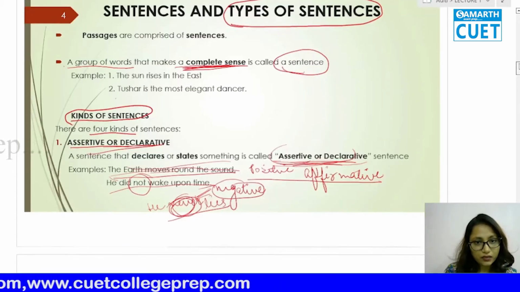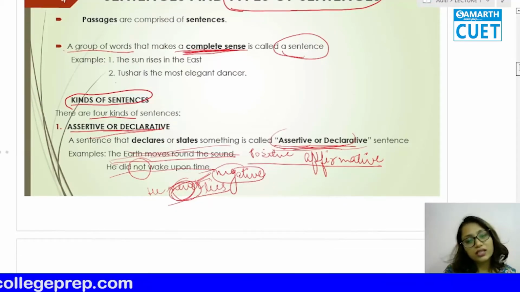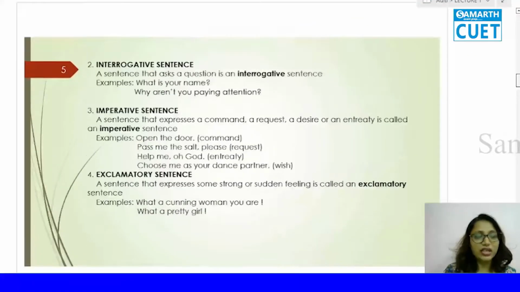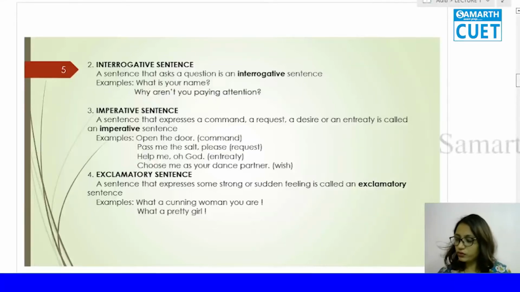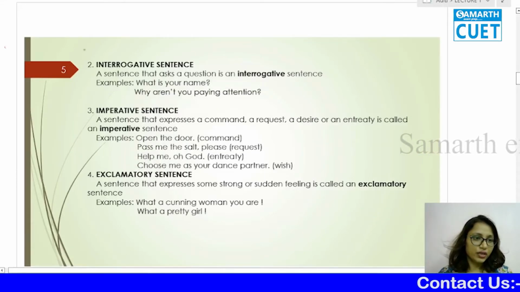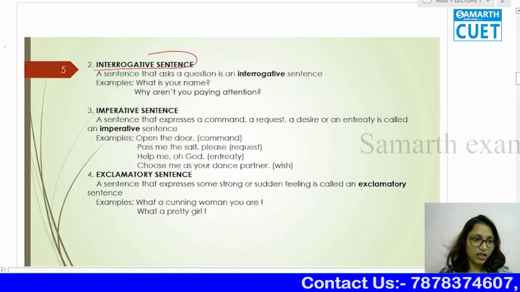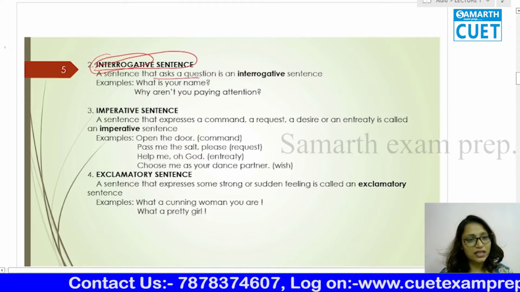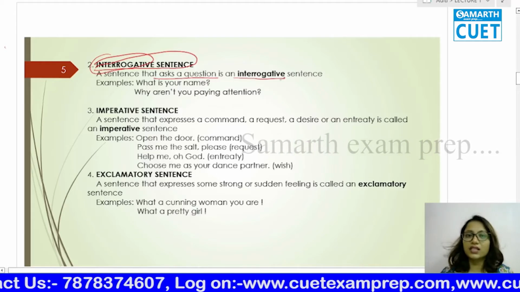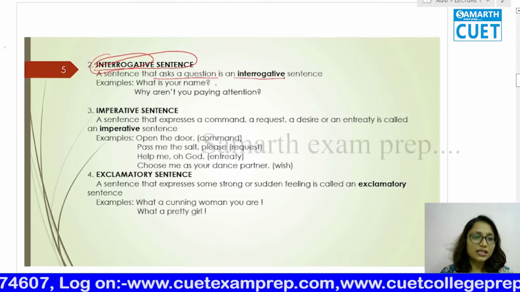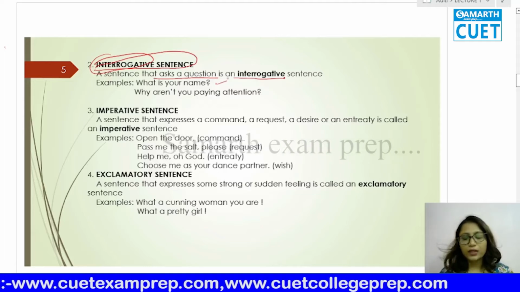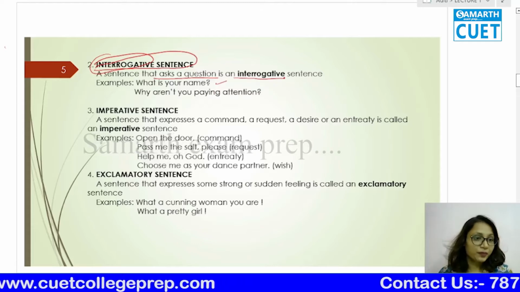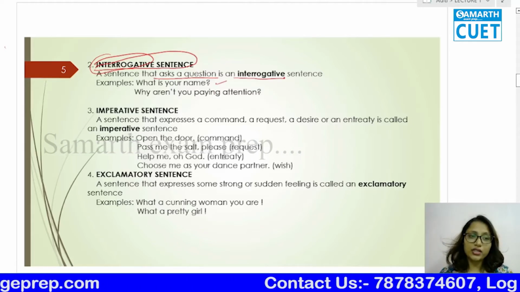First type is assertive or declarative, and there also we have positive or affirmative or the negative one. Now the second one is interrogative. I'm sure most of you know what interrogative is. So interrogative is when we are asking a question. That means a sentence which contains a question is an interrogative sentence. That means, what is your name? As basic as this. Or why aren't you paying attention? Or something like, why am I so bad with technology? I am, by the way. So these all are interrogative sentences.